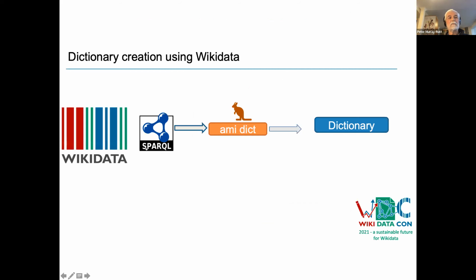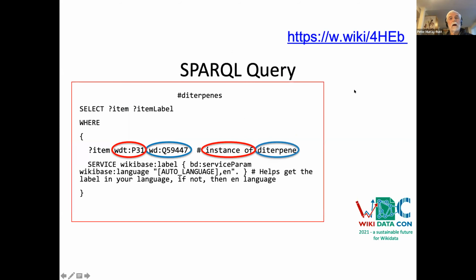Here's how we create dictionaries. We ask a question of Wikidata using SPARQL, it automatically gets turned into a dictionary, and we can use that dictionary. We have many, many dictionaries. You can have hundreds of dictionaries, one for each subtopic of your discipline. Don't be afraid of SPARQL.